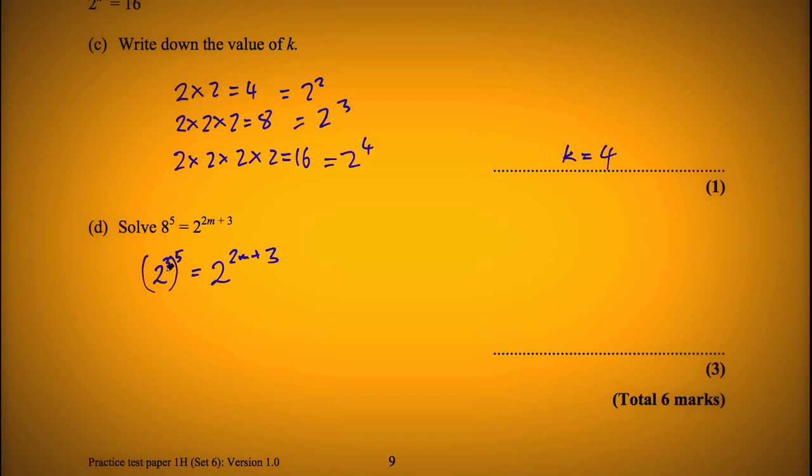Expanding that 2 cubed, we use the power law there, so 2 to the power of 3 all to the power of 5 is the same as 2 to the power of 3 times 5, 15, equals 2 to the power of 2m plus 3, which must mean, if you look at that with the 2's as your base numbers there, 15 must equal 2m plus 3, and now I've got a linear equation to solve, so minus 3 from both sides, 12 equals 2m, divide both sides by 2, 6 equals m.